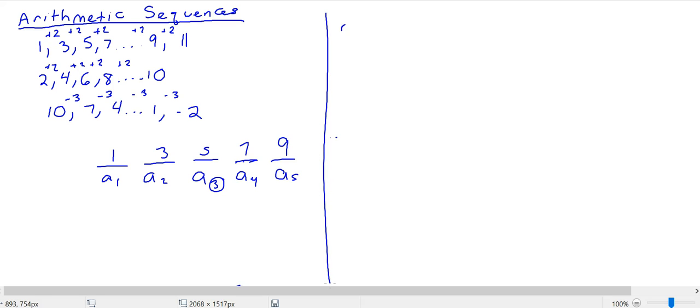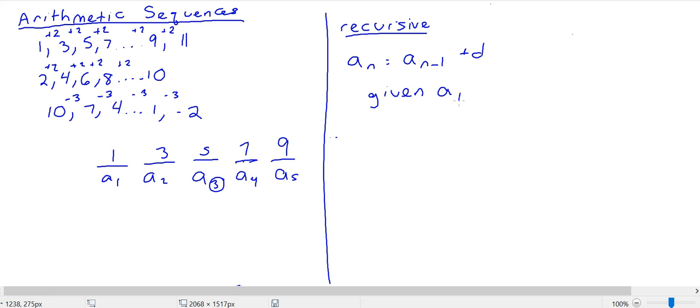The recursive definition of an arithmetic sequence is a sub n is equal to a sub n minus 1 plus d, and you have to be given a sub 1. So what does this mean? A sub n is what we're solving for. A sub n minus 1 is the term before the term we are solving for. D is the common difference, which is the number that we're adding between each term, and we're given a sub 1, the first term.